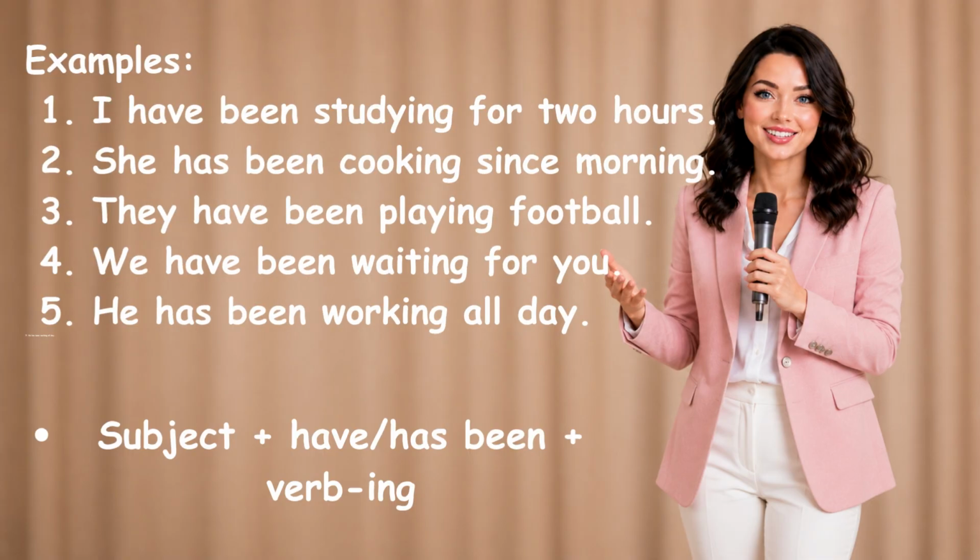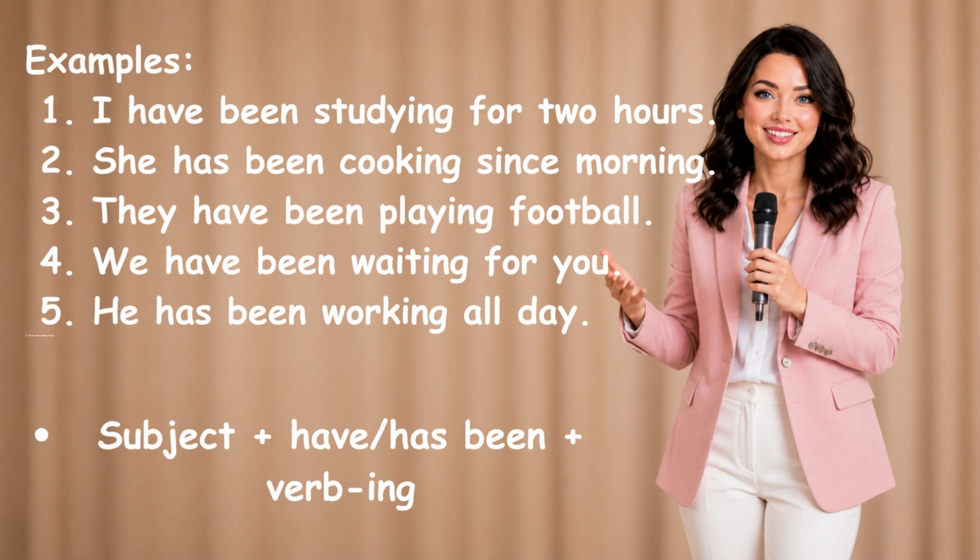Examples: 1. I have been studying for 2 hours. 2. She has been cooking since morning. 3. They have been playing football. 4. We have been waiting for you. 5. He has been working all day. Native speakers often use for and since.